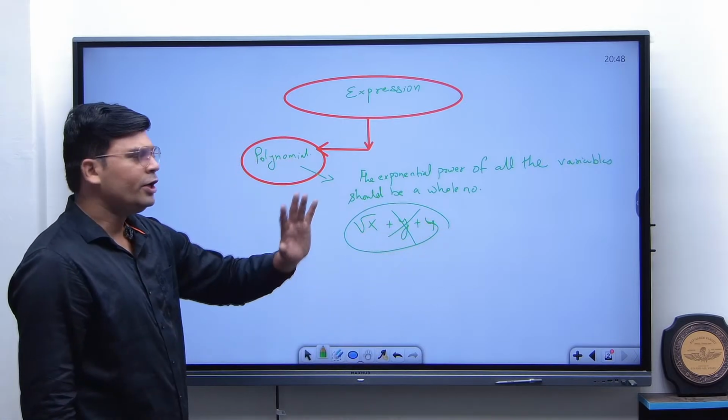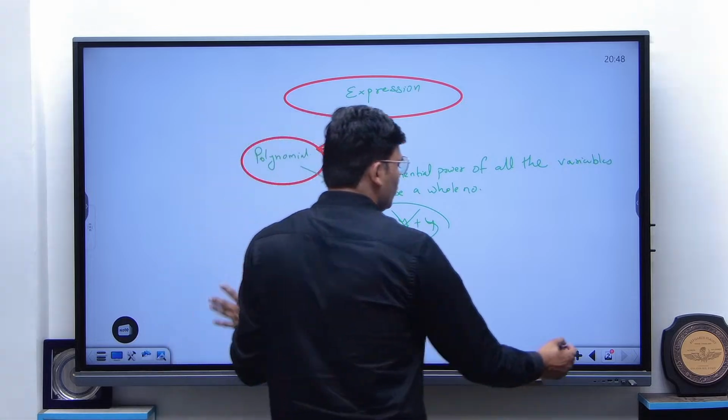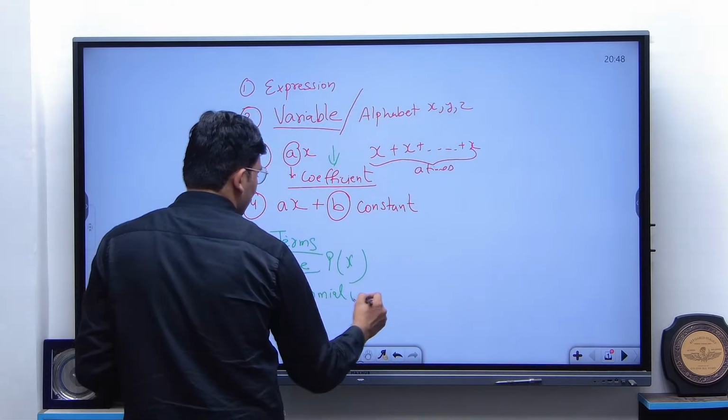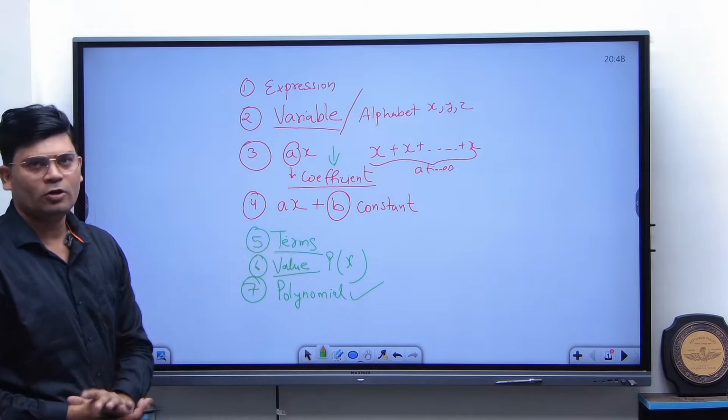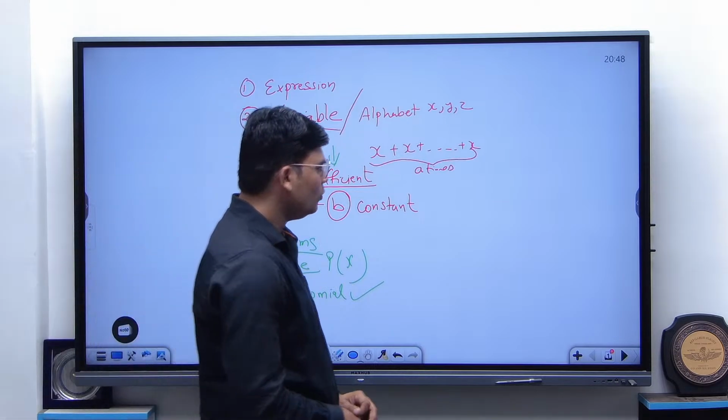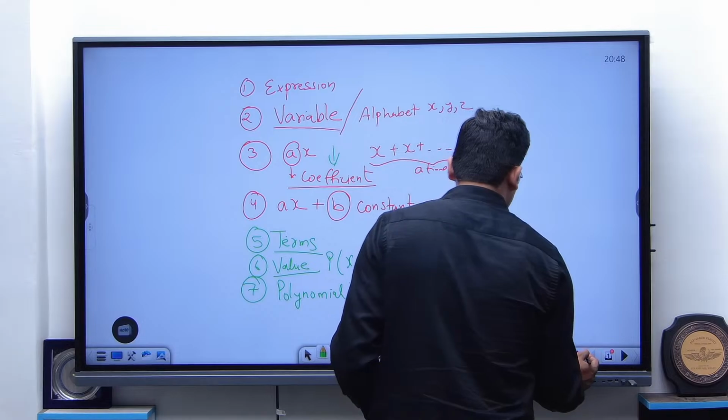Okay. You don't need to know in detail. This is more than enough. This is more than enough that you now know about polynomial. Alright. Okay. So now let's come to the algebra now.